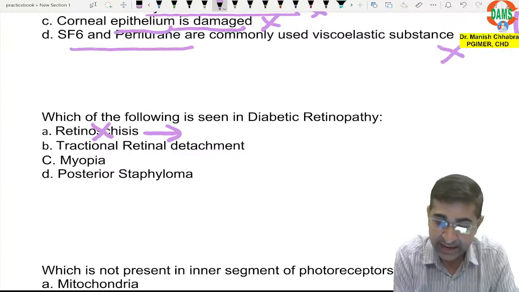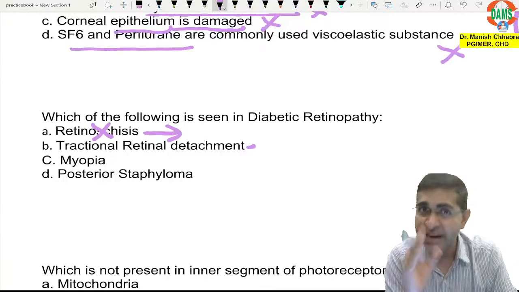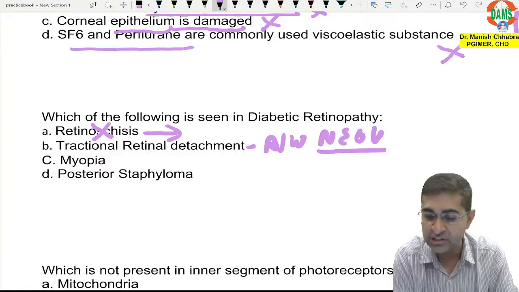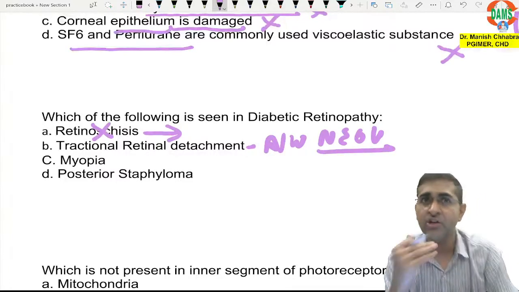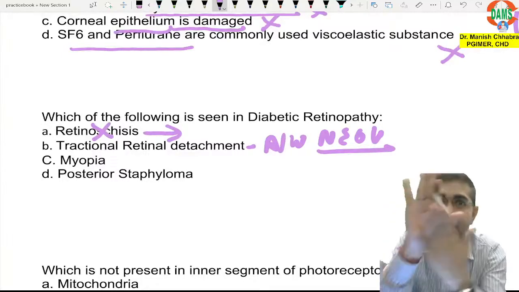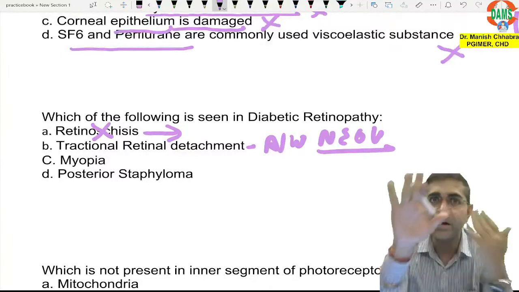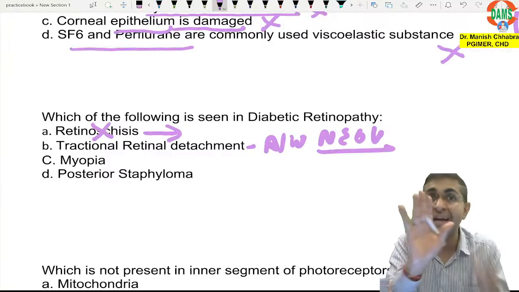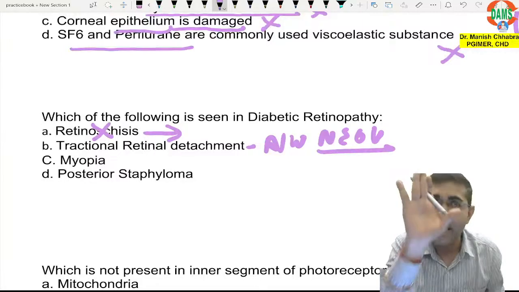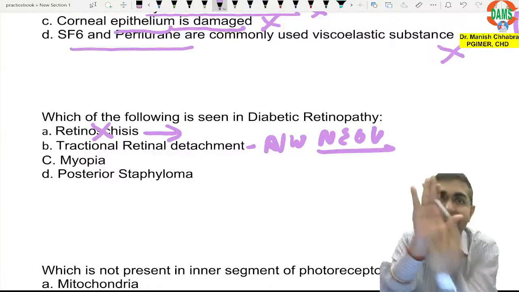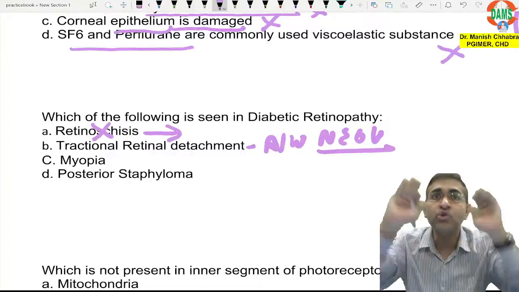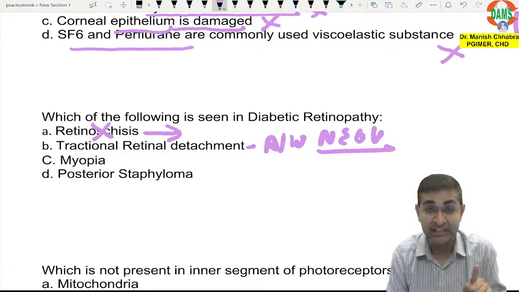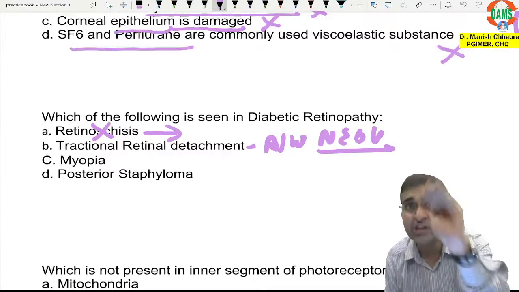Next is tractional retinal detachment. Tractional retinal detachment is associated with neovascularization. Why? Because neovascularization happens on the inner surface of the retina. Now in neovascularization, there is formation of a fibrovascular membrane. This fibrovascular membrane eventually contracts. When it contracts, it pulls the neurosensory layer from the underlying retinal pigment epithelium. That is tractional retinal detachment.